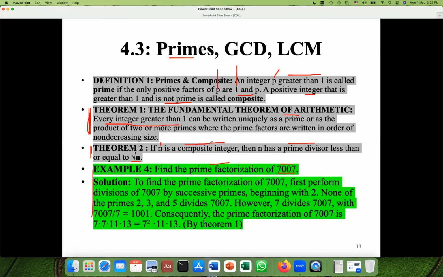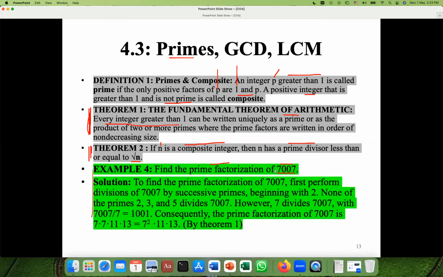So now if n is a composite integer, then we can find the prime divisor or prime factor of n, and that factor would be less than or equal to the square root of n. So just keep the understanding of these two statements in your mind, because these concepts can be used to solve different questions. And now we have an example.